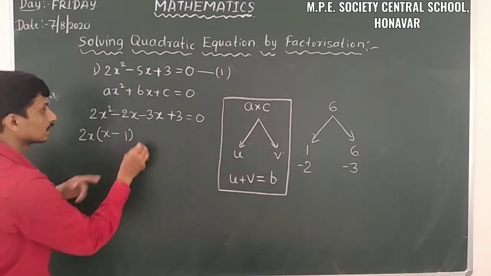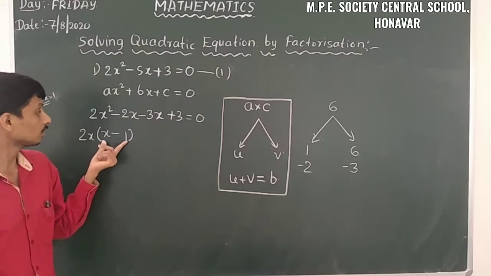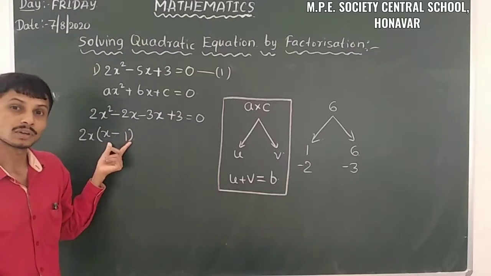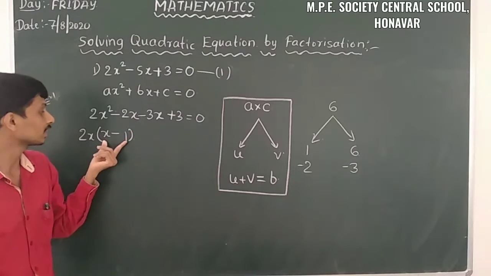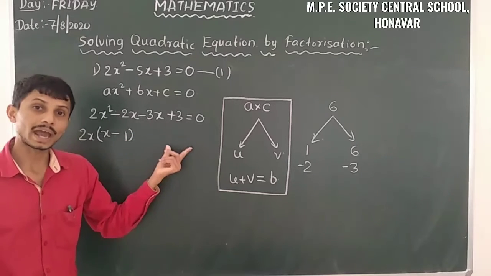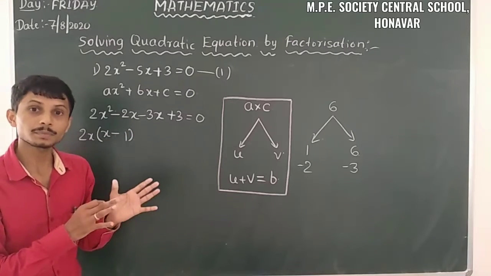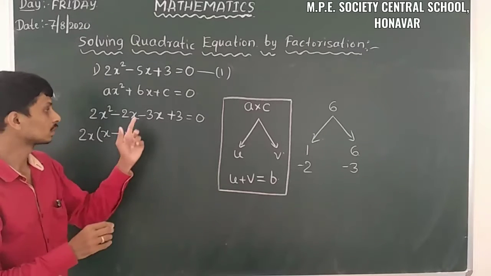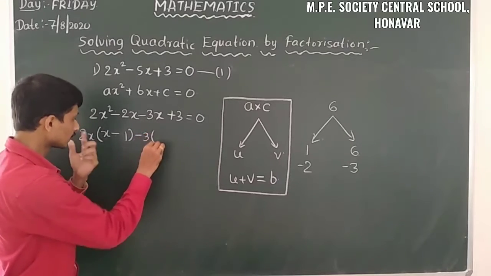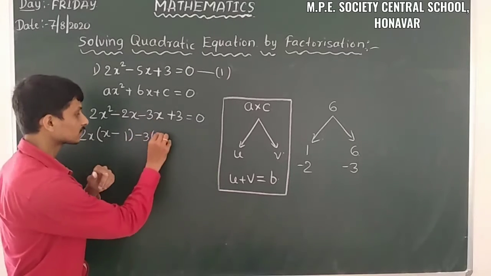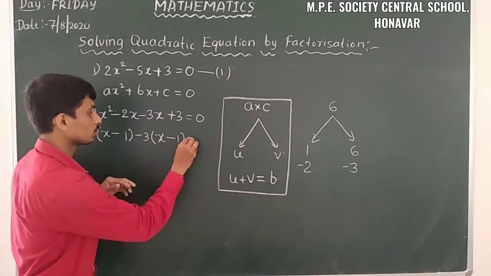Then here I will take out minus 3, because when we are getting x minus 1 here, we have to get x minus 1 here also. Remember, when we are having x minus 1 here, we have to get x minus 1 here only. So for that basis, we have to take out common. When we are taking out minus 3, we get x remains here and minus 1 here is equal to 0.